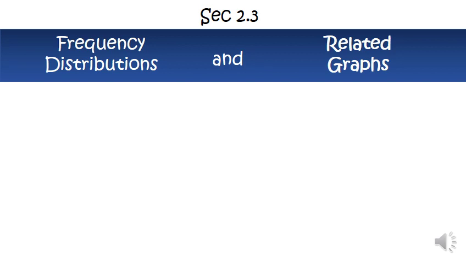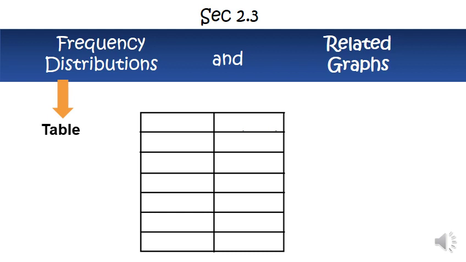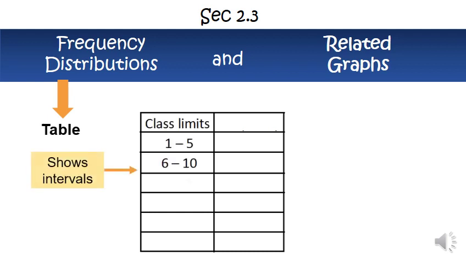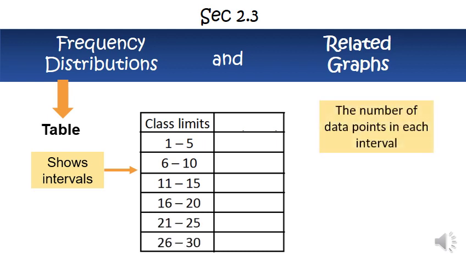Section 2.3, Frequency Distributions and Related Graphs. What is a frequency distribution? Well, it's just a table. It shows intervals, which we call classes. And along with those, we have the number of data points in each interval.